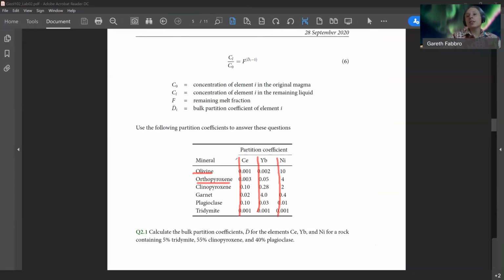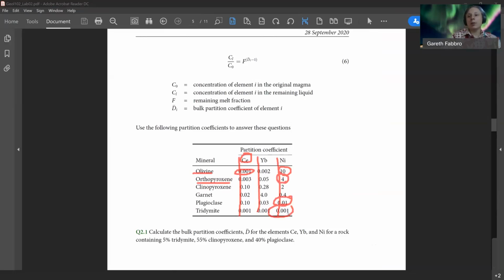But you just need to know that this is what the partition coefficient is, and then you can say, okay, this is how much CE there is. But this is cerium, this is ytterbium, this is nickel. And notice that nickel is really compatible in olivine. So nickel likes to go into olivine. It also quite likes to go into orthopyroxene, although not quite as much. But then in things like plagioclase and tridymite, it's really incompatible.